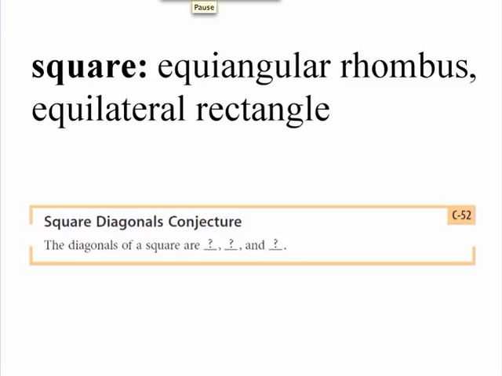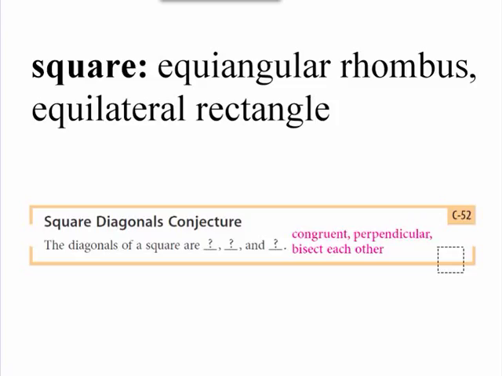Okay, so you've completed the investigation. You should have found that the diagonals of a square are congruent, they're perpendicular, and they bisect each other. The diagonals of a square are congruent, they're perpendicular, and they bisect each other. You're going to use those tidbits of information on your assignment today.